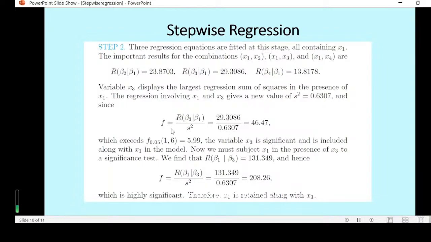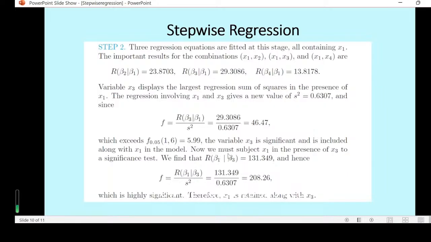Then again, we test with the F statistic if we include x3 in the model with x1. So this is the number, and now the degrees of freedom are 1 and 6 for the F test. Again, this is also significant, so we include it in the model.